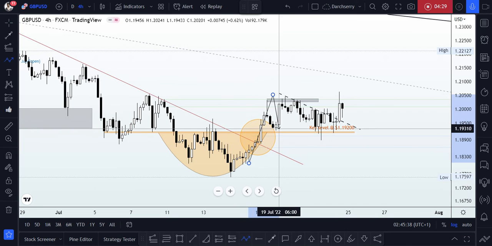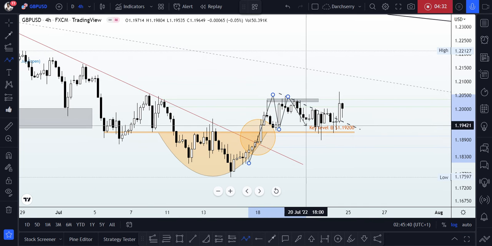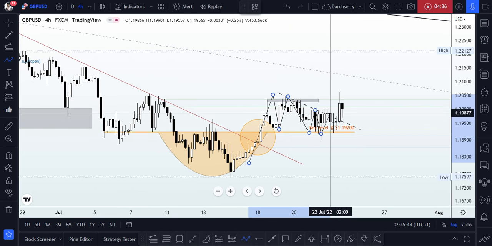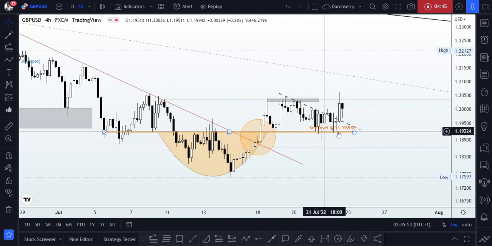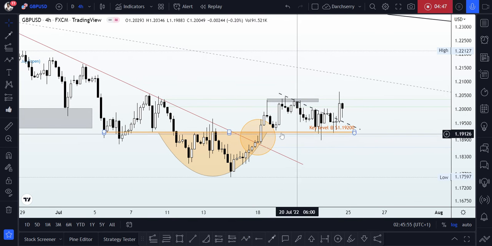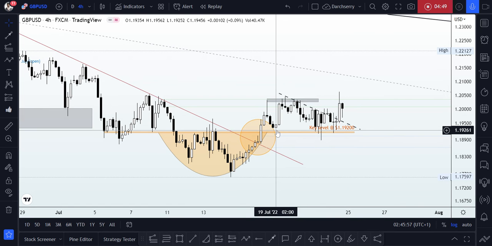Then price came down to do multiple rejection of that neckline, which shall be my key level during the new week at 1.19200 area. You can see how price has rejected that area multiple times. At least I think we have one, two, three, four times in the last 4 or 5 days.